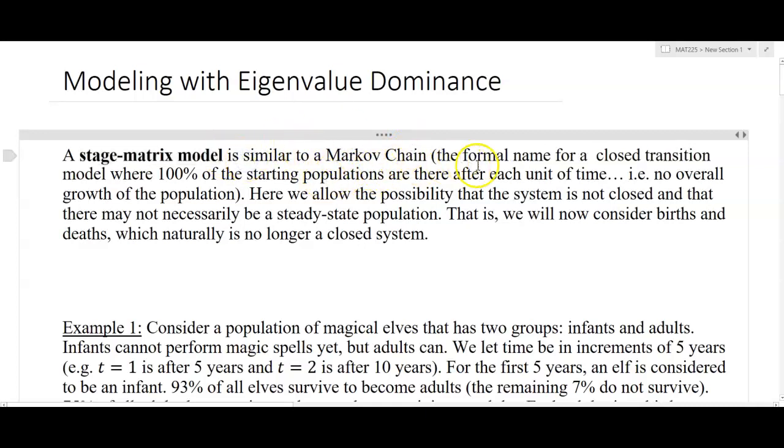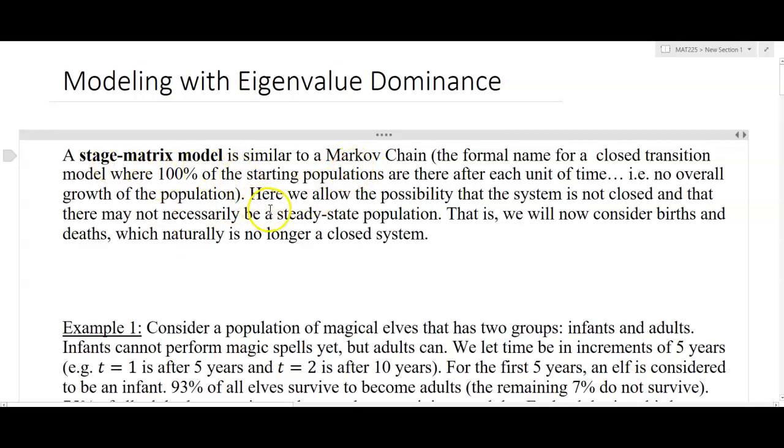And what's a Markov chain? Well, that's the formal name for a closed transition model where 100% of the starting populations are there after each unit of time, i.e. no overall growth or decay of the population. So when we think back to our rural and urban example, that is one where we had a Markov chain.